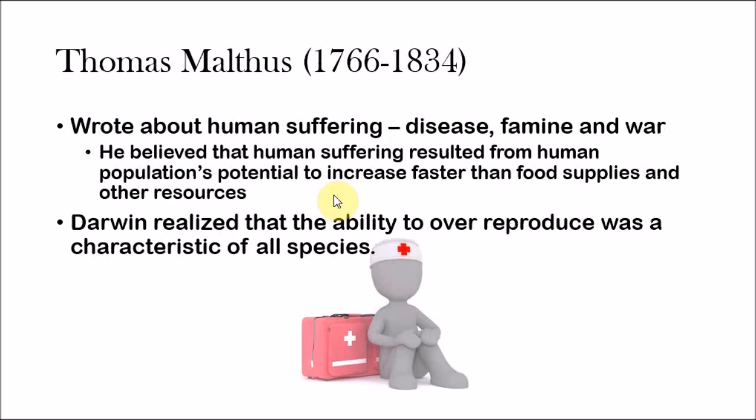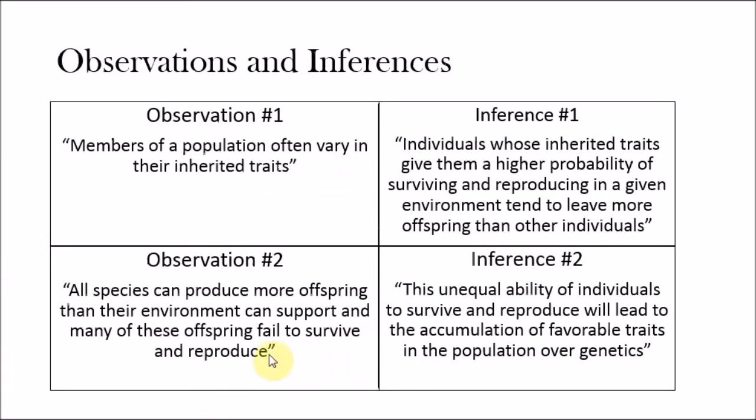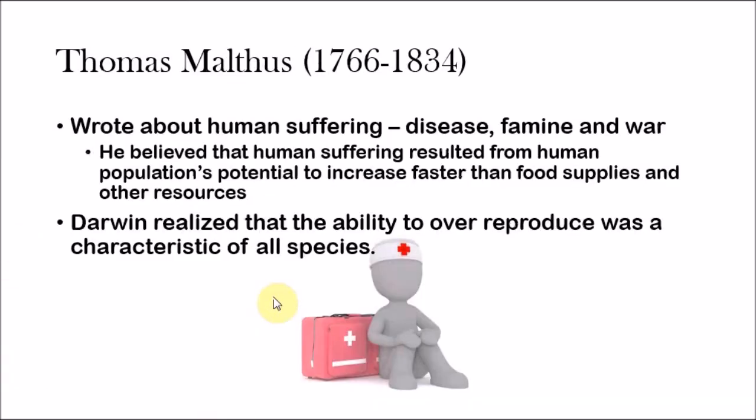Now, this observation here, that all species can reproduce more offspring than their environment can support, came from one of Darwin's influences. We didn't include this in the previous PowerPoint because we thought it would be better here. It was Thomas Malthus, and he wrote about human suffering, disease, famine, and war. And he believed that human suffering resulted from the human population's potential to increase faster than food supplies and other resources. And from there, Darwin realized the ability to over-reproduce was a characteristic of all species, not just humans.